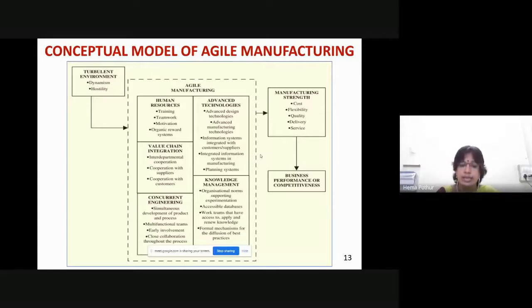Then concurrent engineering, the simultaneous development of product and process, because every product has its own life cycle. We cannot keep the product as such. There should be continuous improvement in the product. If today we are launching a product, then after one month, two months, or three months, quarterly, we need to make modifications to the product and the process, so that there is simultaneous development of that particular product. And we need to have multifunctional teams, not a single team.